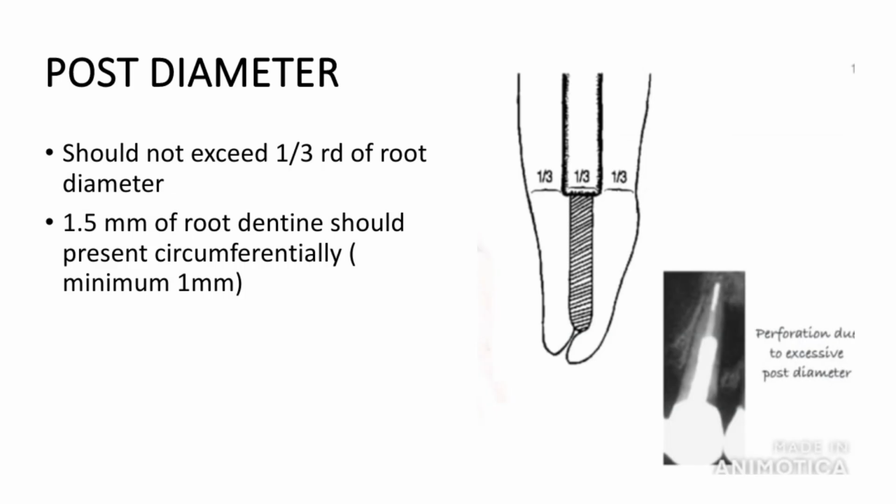Next is post diameter. In this picture you can see 1/3, 1/3 and 1/3. The post diameter should not exceed 1/3 of the root diameter, and the dentine present circumferentially should be 1.5 mm, minimum 1 mm. If the post diameter is greater, perforation due to excessive post diameter can result.